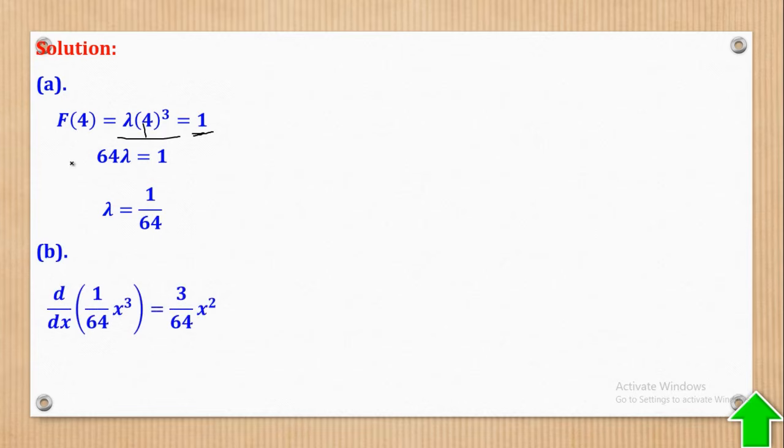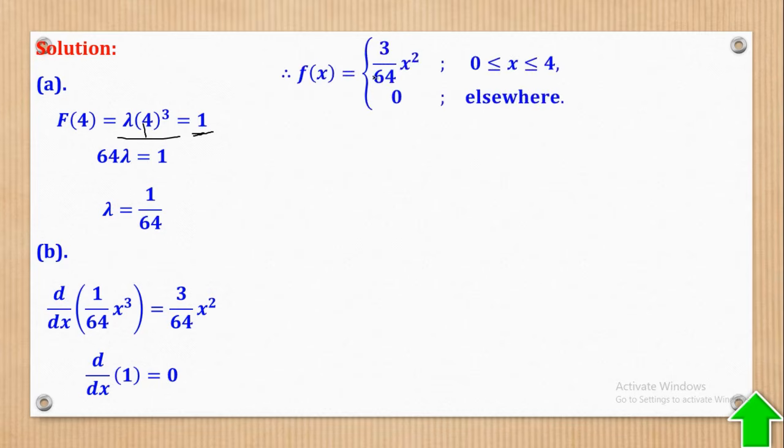Part B, you have to differentiate each term. So the first term will be that, and the second term will be 1. When I differentiate, it will be 0. Therefore, I'll come and say that small f(x) is equal to 3 over 64 x squared from 0 to 4 and 0 elsewhere, because this was 0.